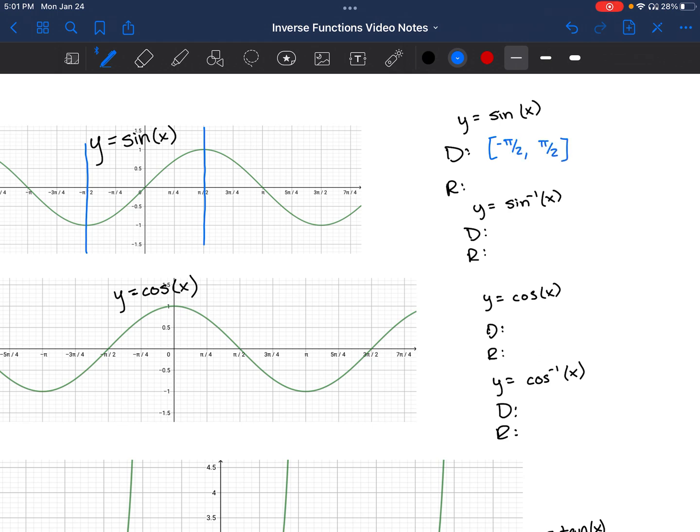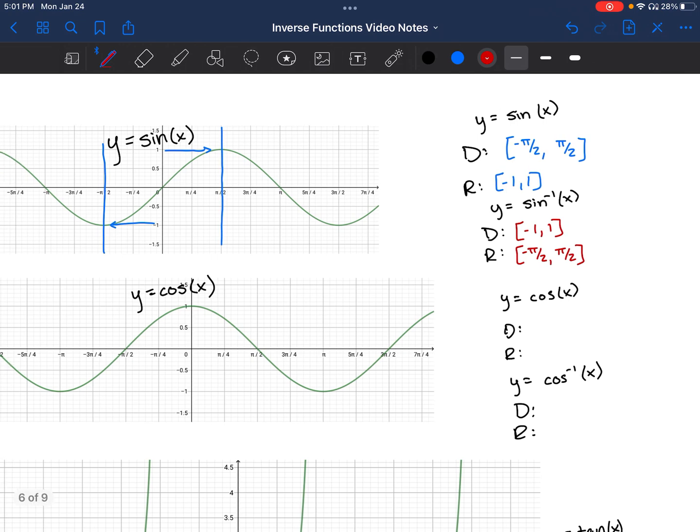The range, if you notice, the lowest point it goes to is a y value of -1, and the highest is +1, so its range is -1 to 1. Now, for the inverse functions, they just switch. So the domain, it's going to take in a number from -1 to 1, and it's going to spit out a number between negative pi over 2 and positive pi over 2. And this is going to be important because I'm going to mention it more in the next video, about what happens here when I have some interesting cases.